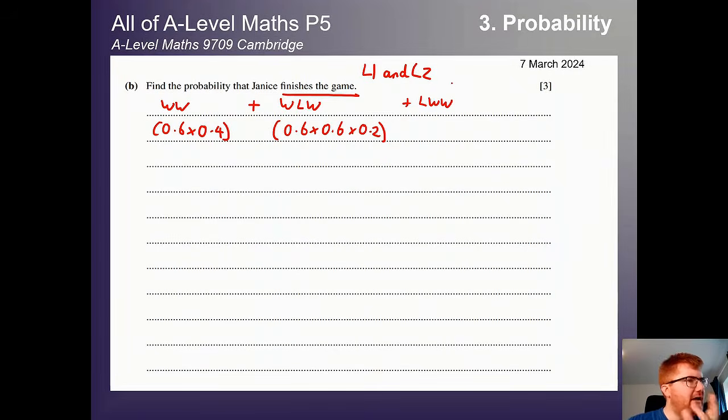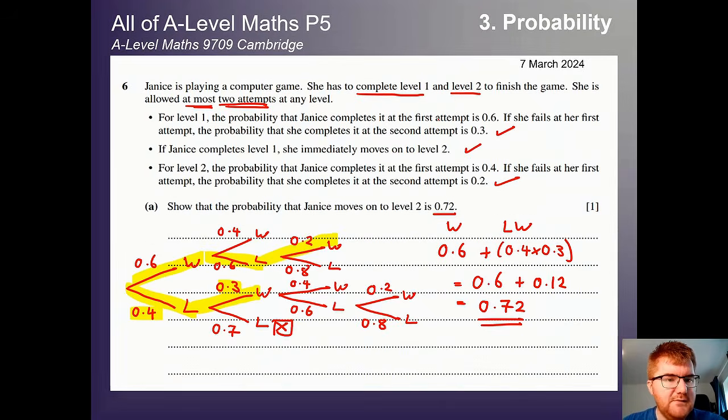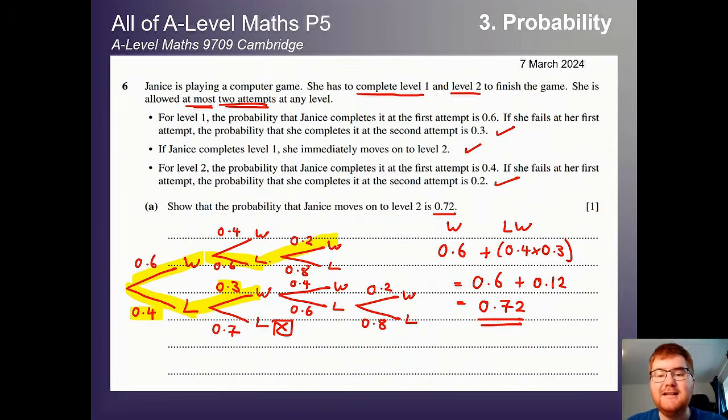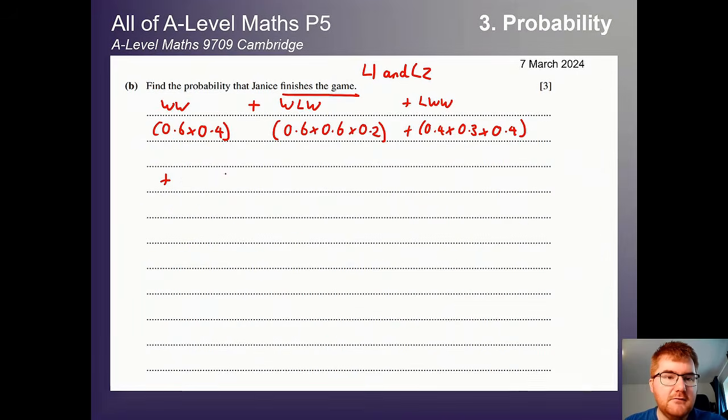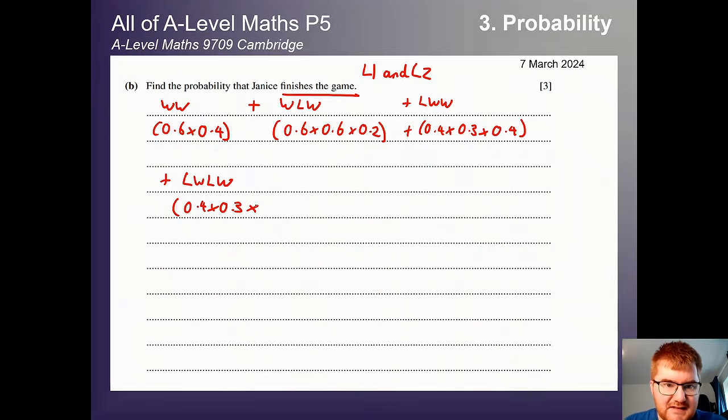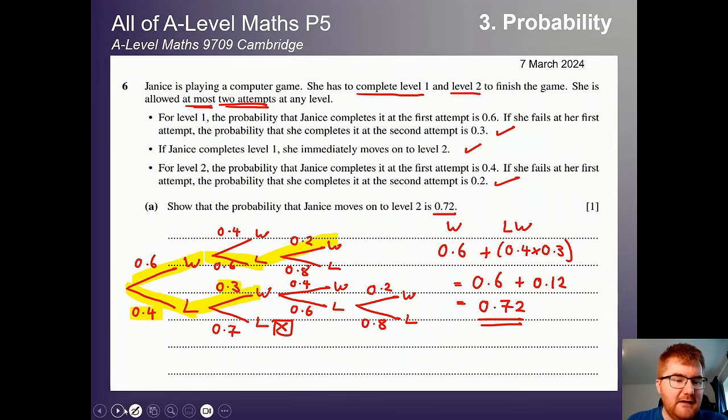The reason I'm doing it this way round, if you wondered this, this part of the video, it's going to help us a lot with part C. So lose, win, win, we have 0.4 times 0.3 times 0.4. And then we've got the longest version possible. So that is if we have a lose, win, and then lose, win again, because that's still allowed. So we have lose, win, again, we're just multiplying the probabilities. So we have 0.4 times 0.3 times 0.6 times 0.2.